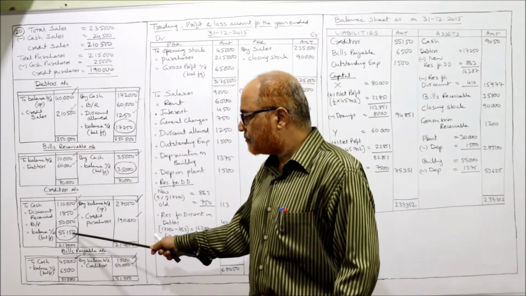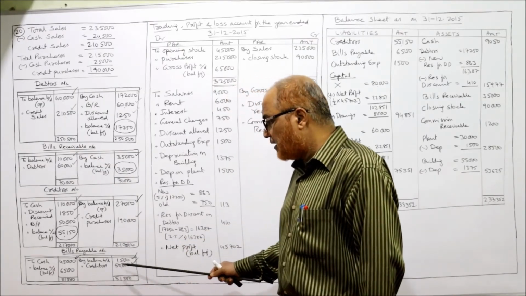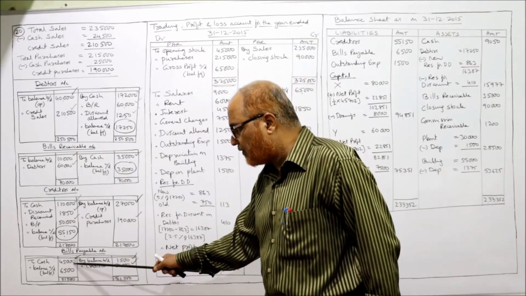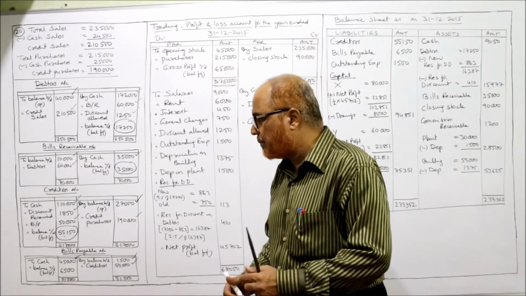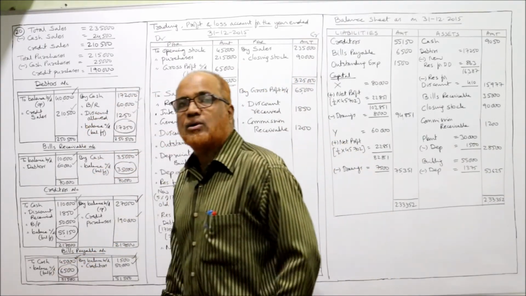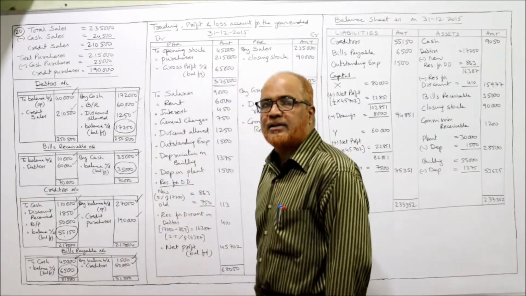Bills payable. Bills payable you can see credit side 1,500 plus 50,000, 51,500. From 51,500 deduct 45,000. So closing bills payable are 6,500. That's all. These four accounts we have completed.